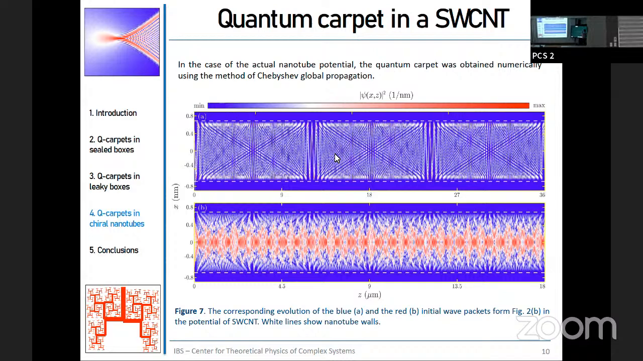So the potential in this case looks something like this. Here is zero, the radius of the nanotube, minus the radius. So what happens when you have a narrow wave packet and a wide wave packet moving inside? Well, in the first case, you have a very nice looking picture. You can see a fractional revival first, then the second, which completely repeats itself.